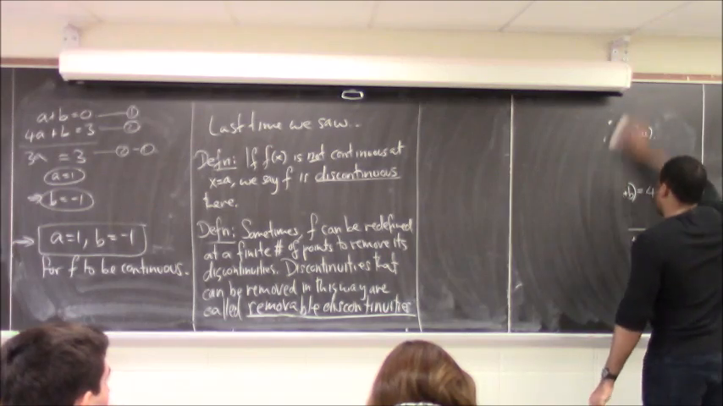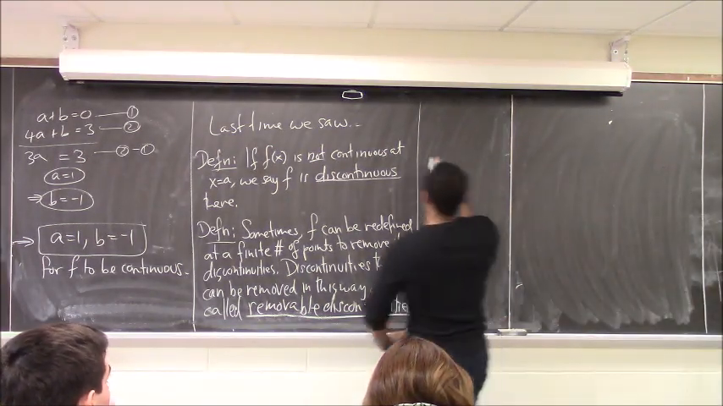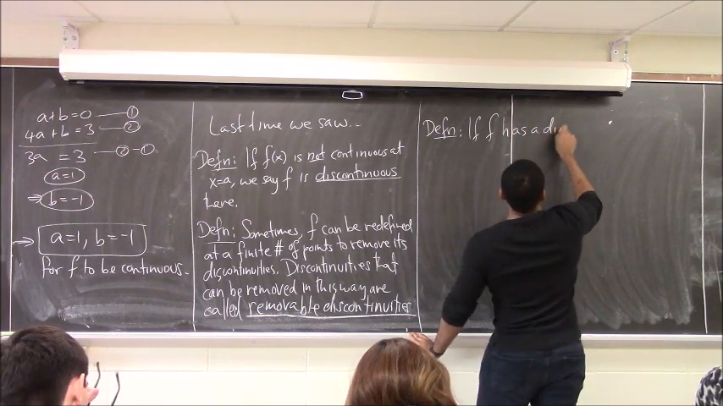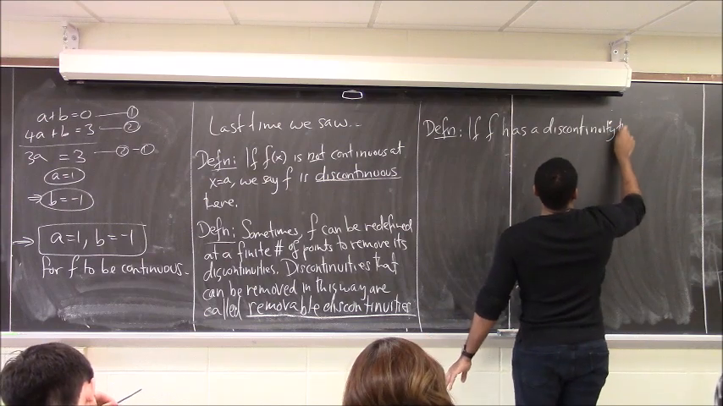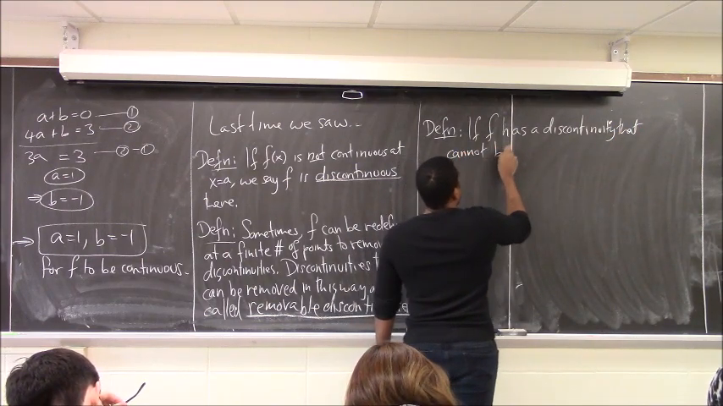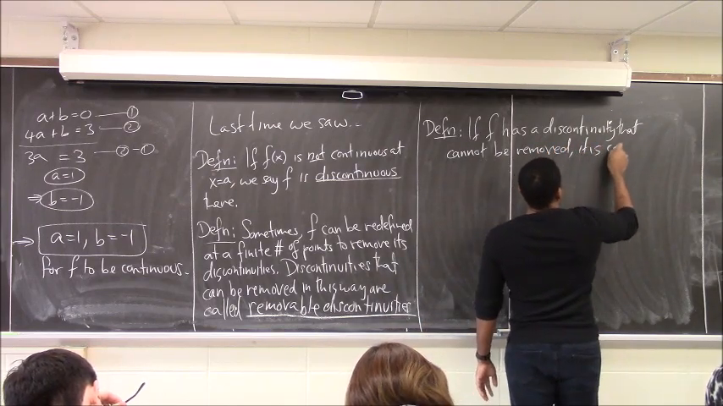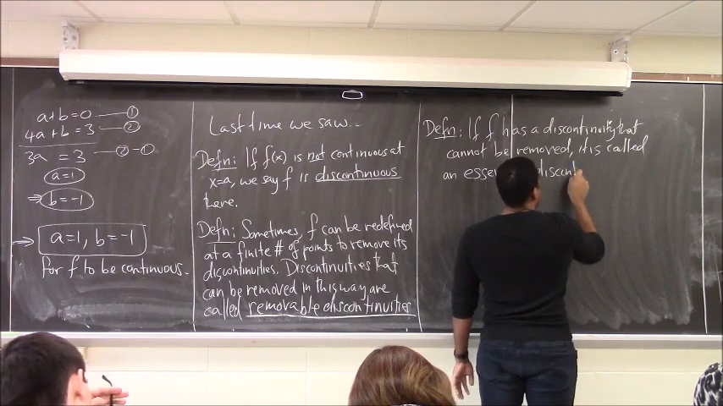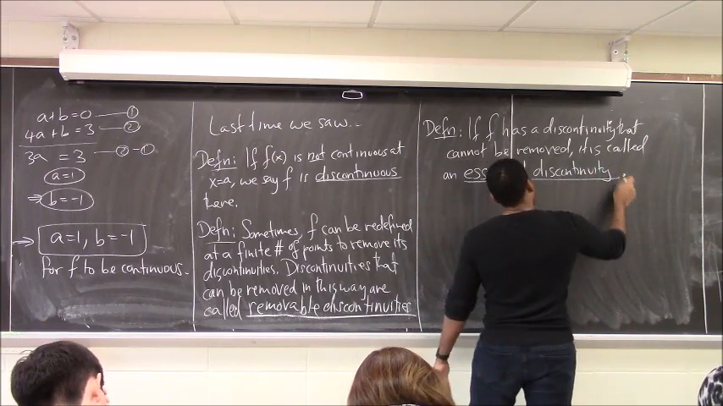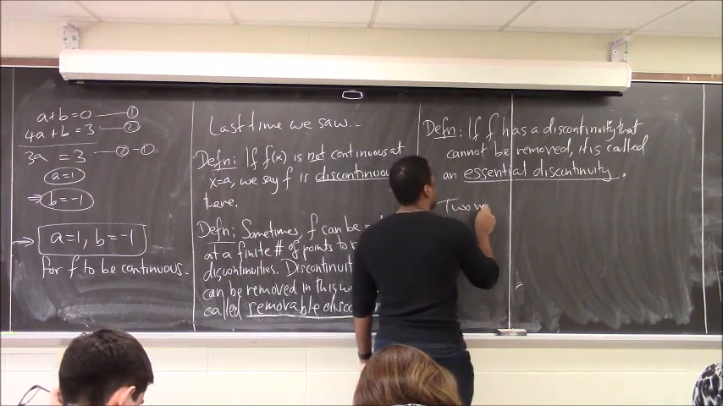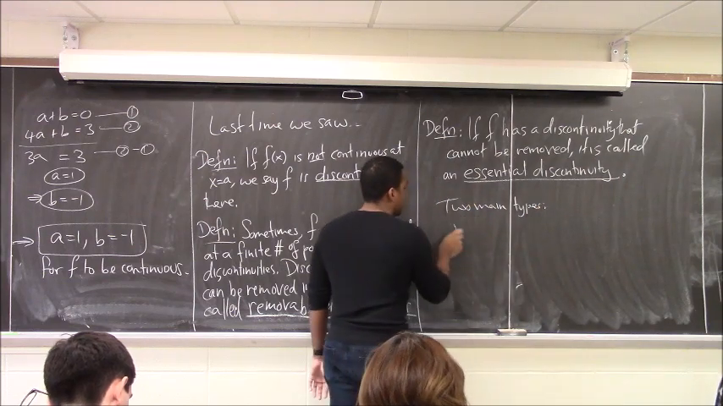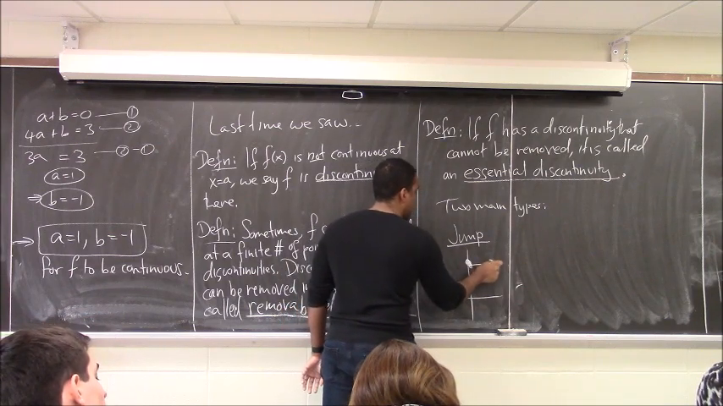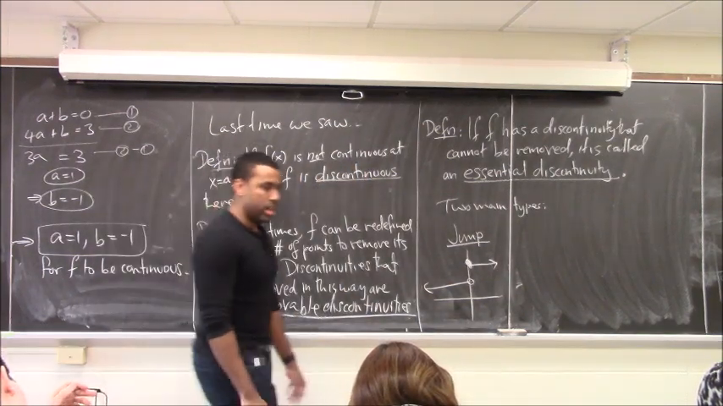Functions that exhibit that kind of discontinuity are said to have essential discontinuities. If f has a discontinuity that cannot be removed, it is called an essential discontinuity. There are two main types. There's the jump discontinuity. That means your function is behaving one way and then it jumps up and behaves another way. It just makes a little leap, probably of some finite height. That's called a jump discontinuity.